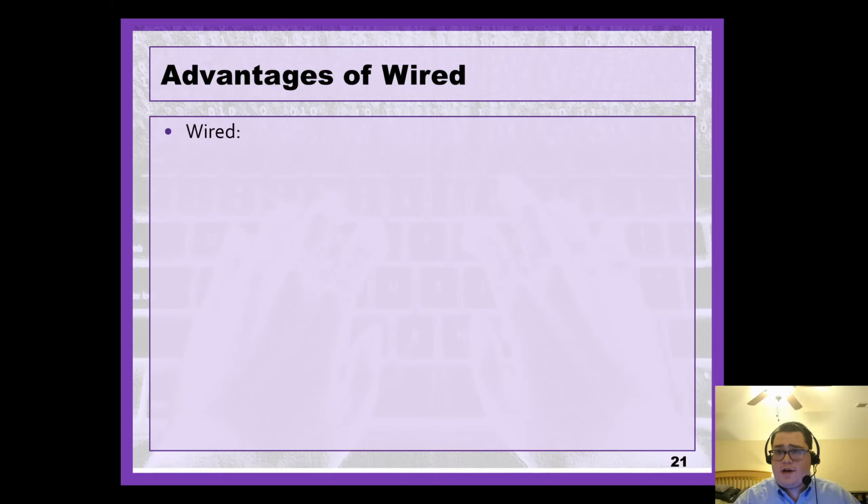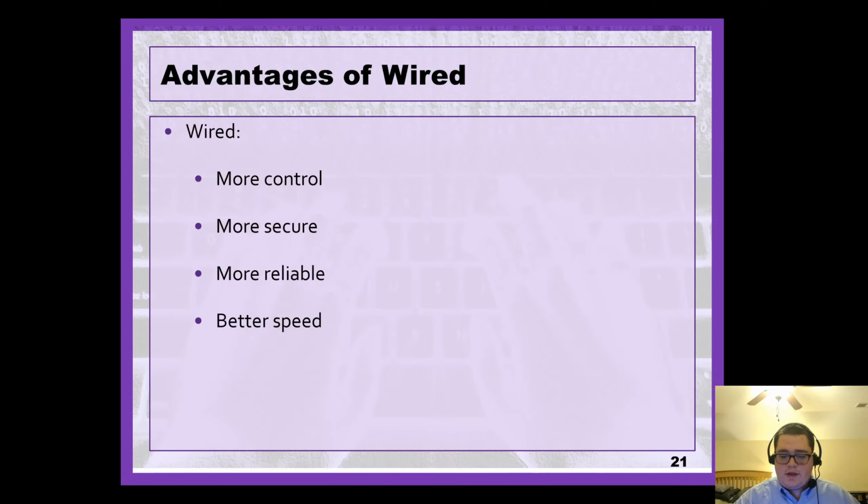Wired, though, has other advantages. These include more control. By directly controlling who plugs in, you have more control over the devices themselves and who's on your network. More secure, again, by having to directly plug in, it's less likely that someone can jump on your network. More reliable, better speed. These both relate to interference that wireless networks can come across.